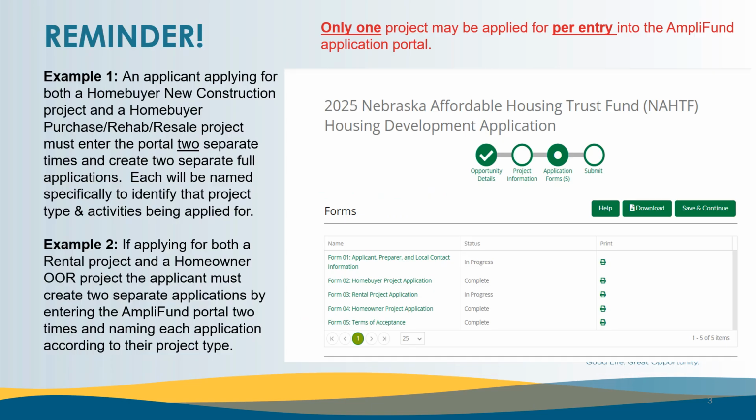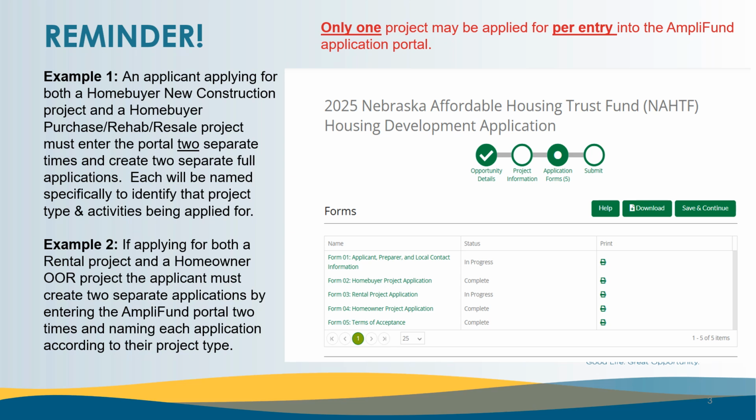Here is an important reminder as you fill out your full housing development application. Only one project may be applied for per entry into the AmpliFund application portal. So if you are an applicant who is applying for more than one project type and project activities, you will need to enter the application portal one time for each project that you are applying for. There's two examples on this slide.